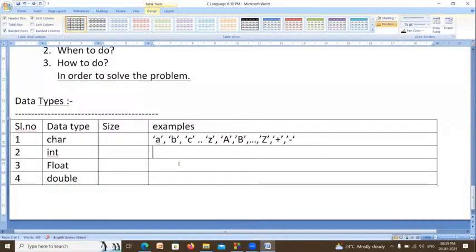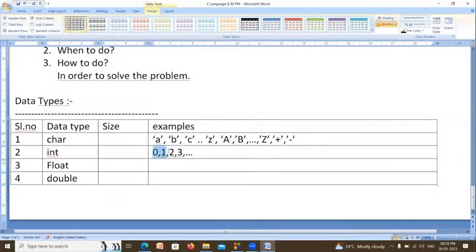Now there are some numbers on the keyboard. The numbers are 0, 1, 2, 3, and so on. These are the numbers. These are called integers in C language. 1, 2, 3, 4. Numbers are called integers.